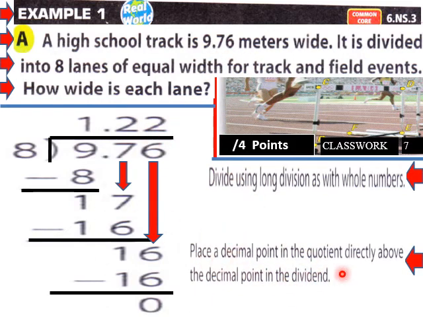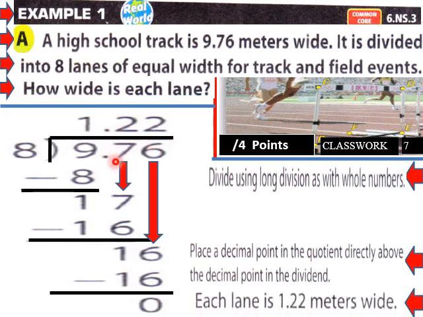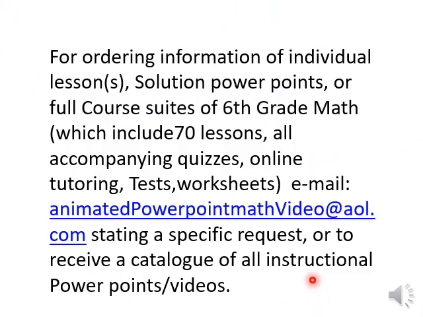Isn't that how you do long division? And then, how many decimal places do we have here? Place the decimal point in the quotient directly above the decimal point in the dividend. Here's your dividend, here's your divisor, here's your quotient. So we have 2 decimal places behind your decimal point there. So each lane is 1.22 meters wide, and that is part 1 of lesson 5.4.